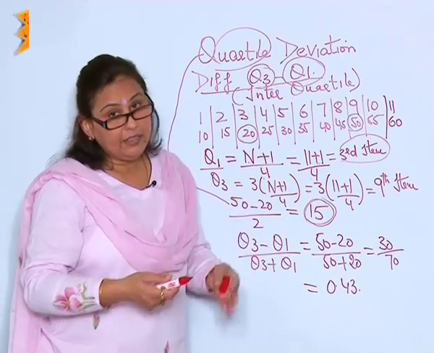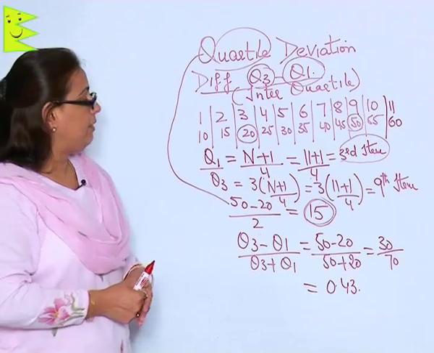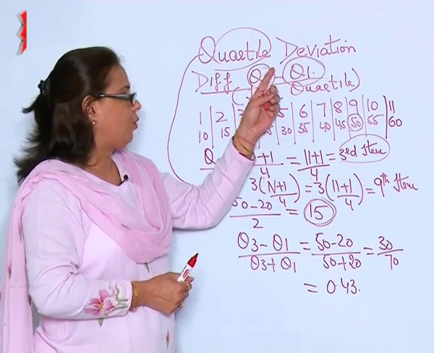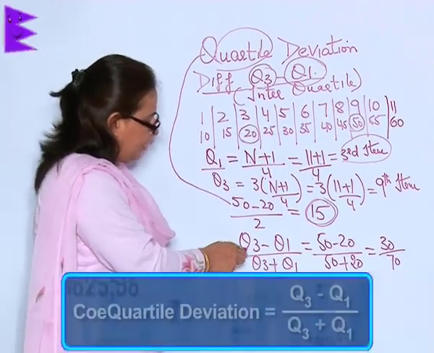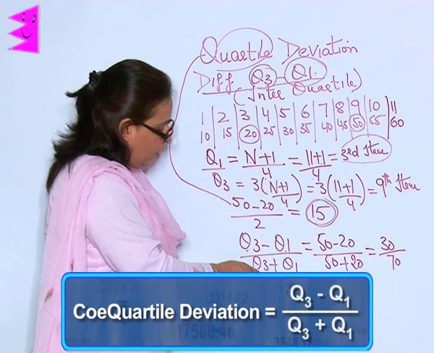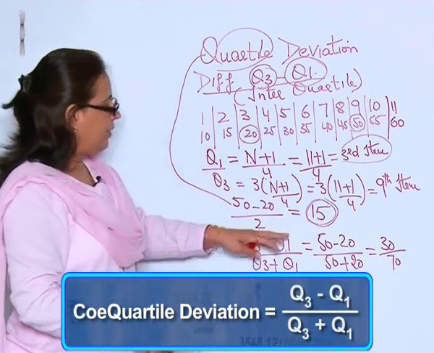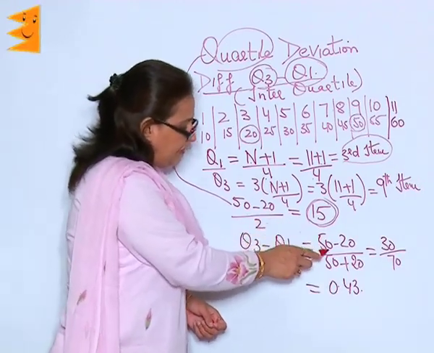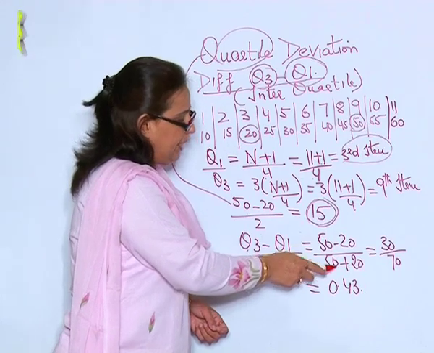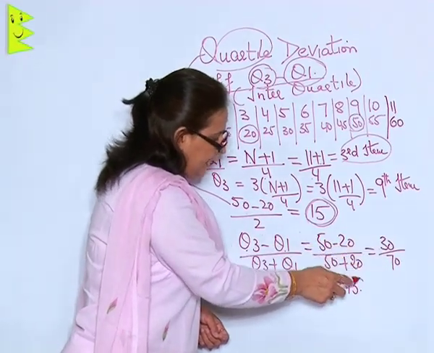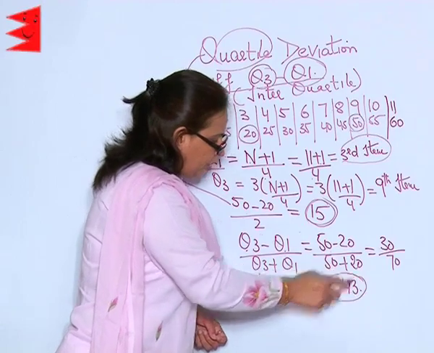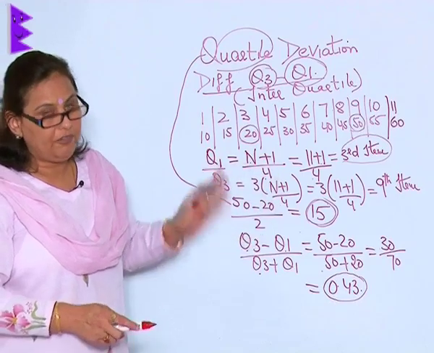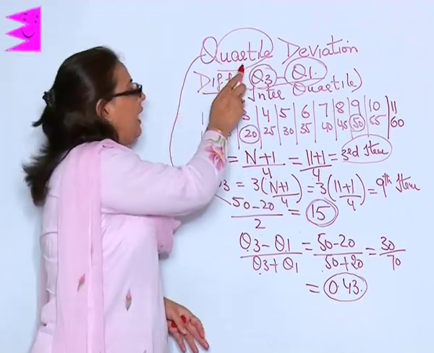Now, there is another thing: we have to find it in relative terms. When we try to find out the coefficient of the quartile deviation, the formula is Q3 minus Q1 upon Q3 plus Q1, and we already know both Q1 and Q3, which are 20 and 50. So, 50 minus 20 upon 50 plus 20 gives me 30 upon 70, coming to 0.43. So, this was the second method of measuring the dispersion, which is the quartile deviation.